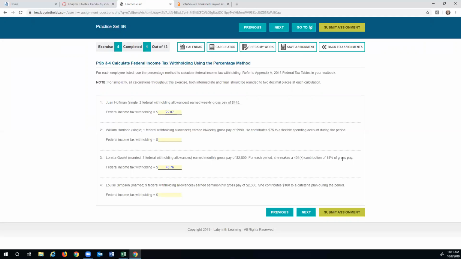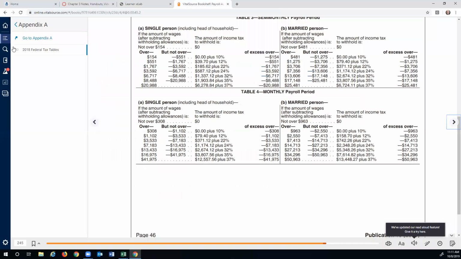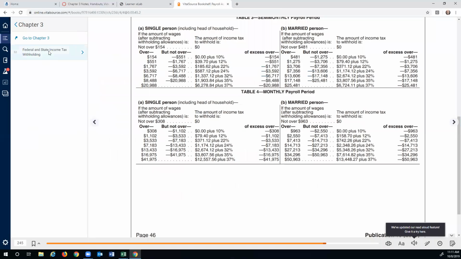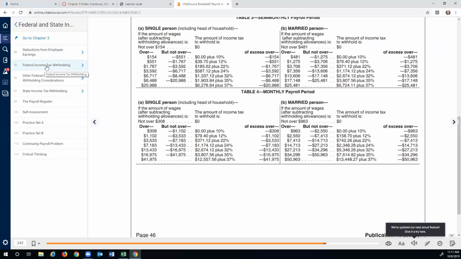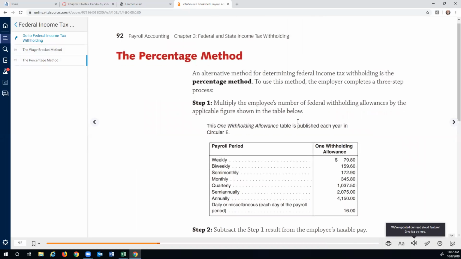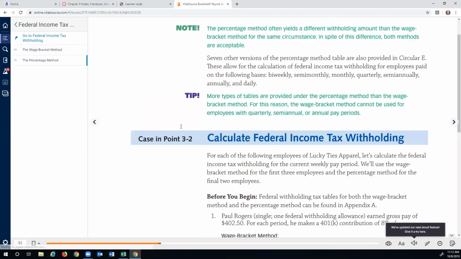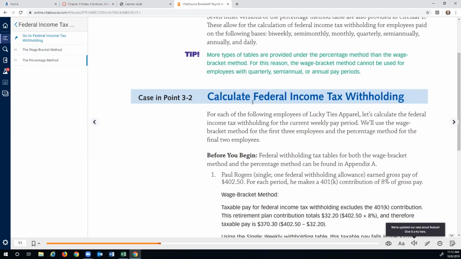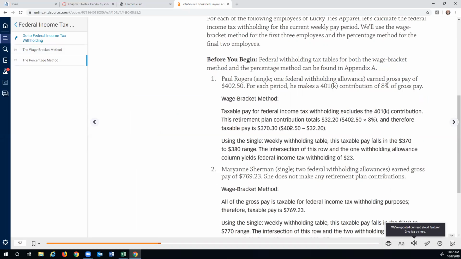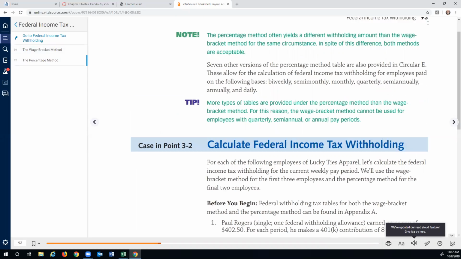Okay, so I've shown you one with a little calculation to calculate the taxable gross, and one that doesn't. And I think that will be sufficient. So practice using the template in your textbook in chapter 3. Go to the percentage method, and go down to probably page 93, and case in point, and do these using the template to see how it works, and then go ahead and do your homework. So good luck.